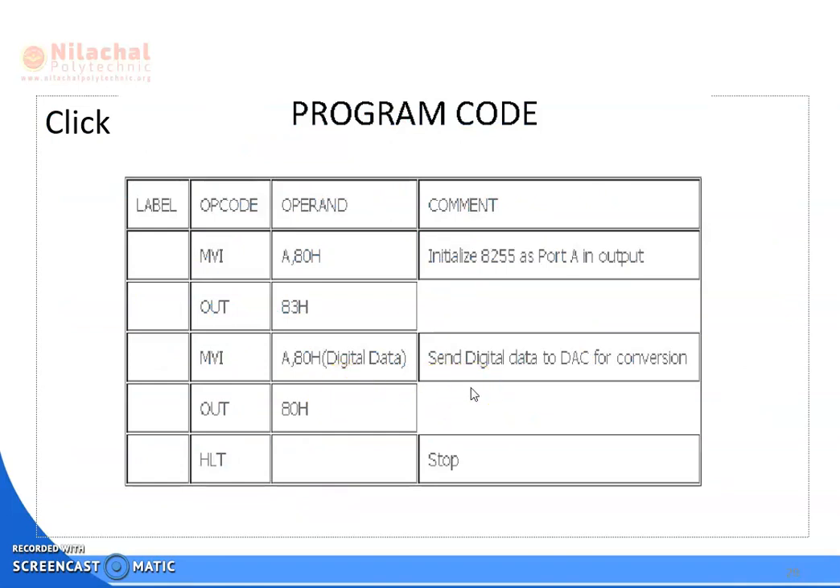Next, the program for DAC interfacing. First instruction is MVI A, 80H. That means initialize the 8255 with port A as output. Next, OUT 83H. That means write the control word in the control word register. Next, MVI A, 80H. Send the digital data to the DAC for conversion. Next, OUT 80H. That means send the data through port A into the DAC. Next is HLT. That means stop the program.